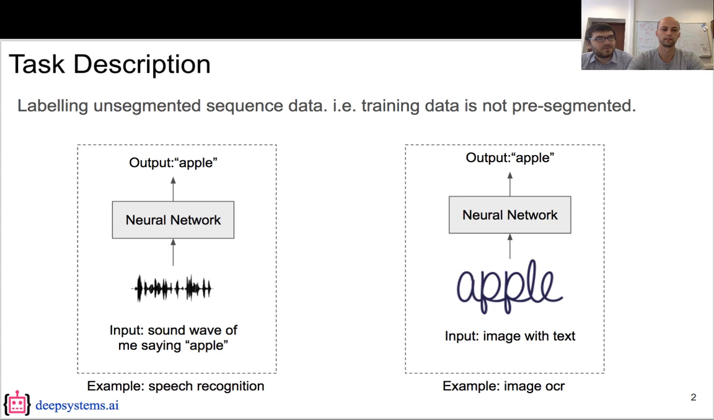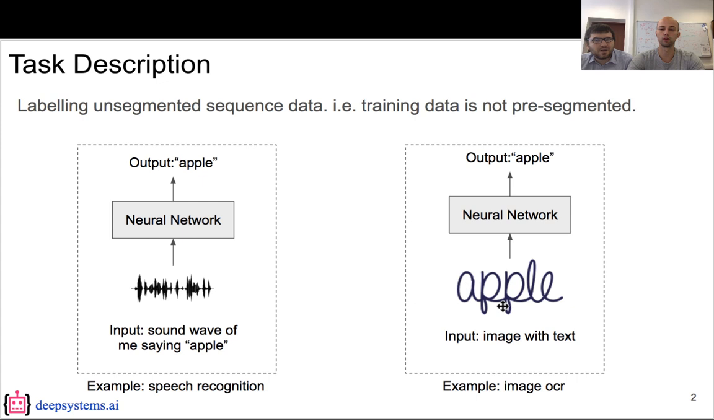First of all, it's good to say a few words about the task. There are two most popular applications: speech recognition and image OCR. In case of speech recognition, we would like to feed sound wave to the network and get the labeling Apple as output. In case of image OCR, we will feed image to the neural network and also get labeling Apple. In both cases, we want to transcribe unsegmented input data into a word or phrase.